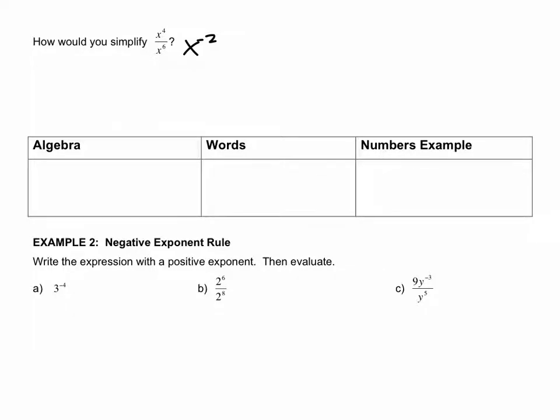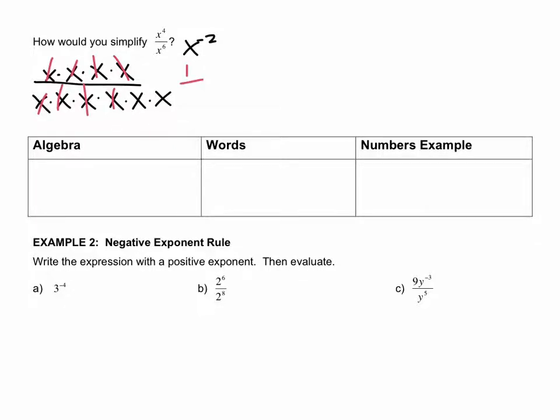I want to write it out the long way like we did in the other example. I've got 4 x's on the top and 6 on the bottom. Anything on the top that's also on the bottom can eliminate. And I don't have anything left on the top, so that leaves me with a 1. And x times x is left on the bottom, and that's x squared.